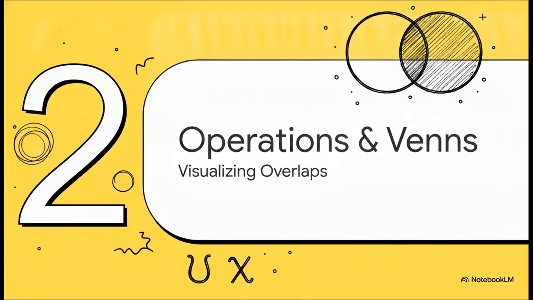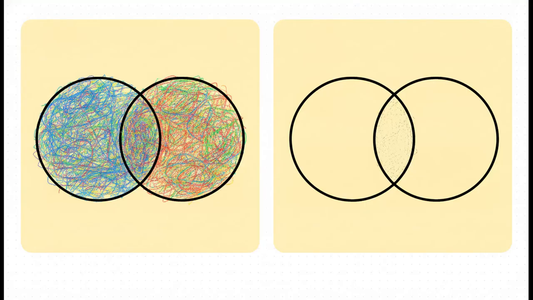Moving right along to Section 2, Set Operations and Venn Diagrams. Now that we know what sets actually are, let's see how they build into real mathematical operations. Okay, the most critical distinction you need to grasp right now is the difference between these two operations. A union, which is represented by that upward U shape, combines literally everything.